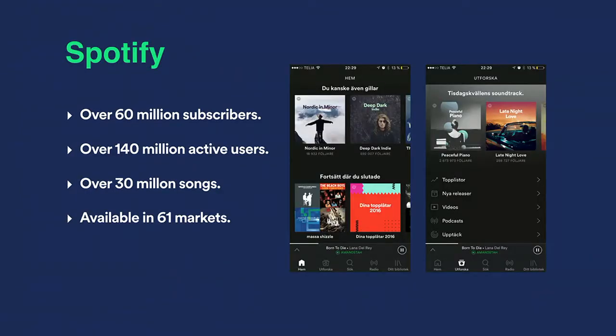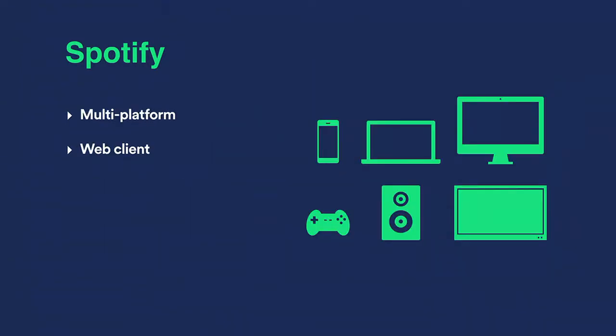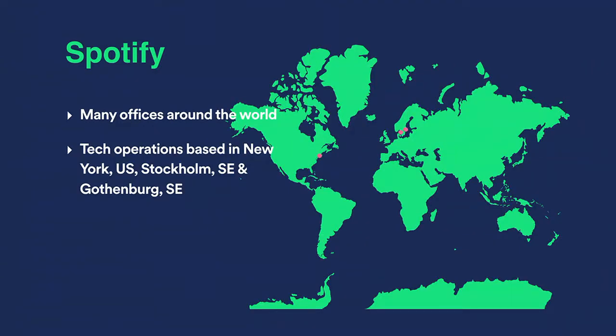So Spotify is both a free and subscriber-based on-demand music service with music, video shows, and podcasts. It's widely available in 61 markets with an active user base of over 140 million. Spotify is available on multiple platforms, ranging from mobile phones, computers, gaming consoles, smart speakers, TVs, and other peripherals like Chromecast and Apple TV. Spotify has offices around the world, with its technical operations based in New York, US, Stockholm, Sweden, and Gothenburg, Sweden.